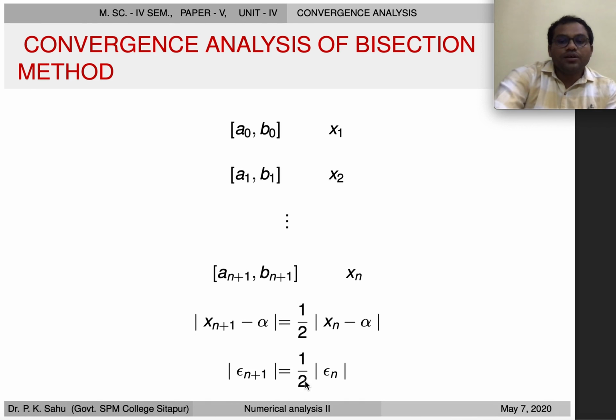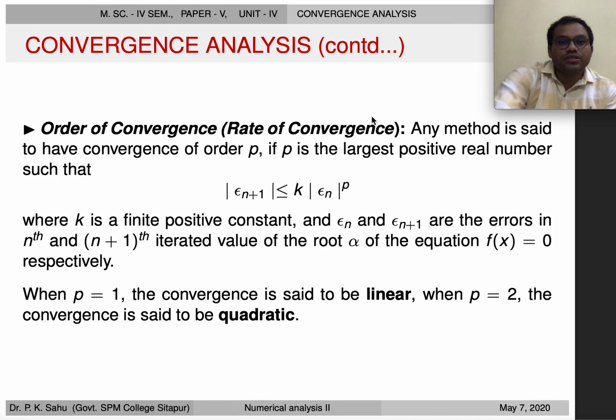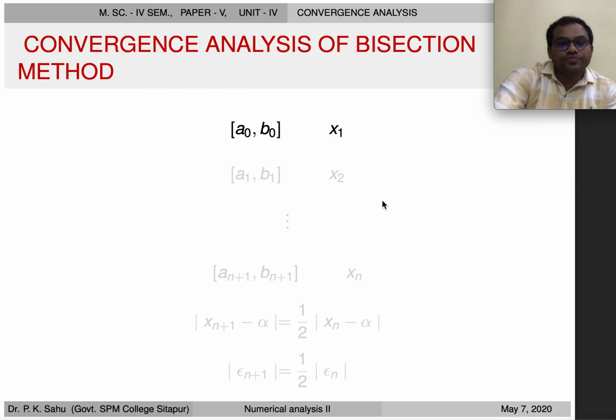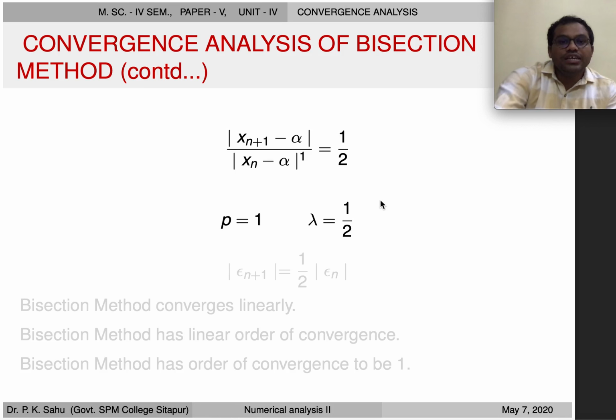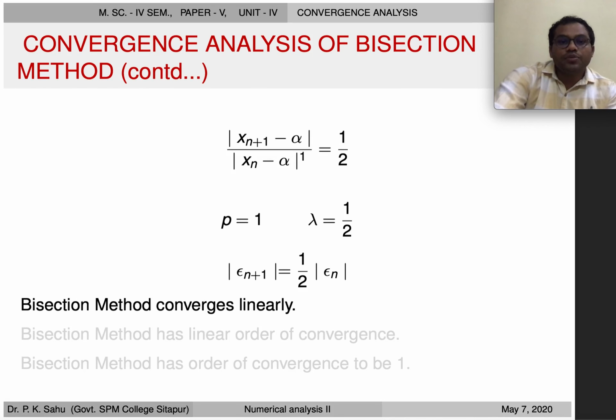Now, from this equation, the absolute value of xn plus 1 minus alpha divided by the absolute value of xn minus alpha is equal to 1 by 2. Now compare this with our definition of order of convergence. What do we have? We have p is equal to 1 and lambda is equal to 1 by 2. As we can see here, the power is p, so p is equal to 1 and lambda is equal to 1 by 2. Also, in terms of error analysis, our error at the n plus 1th approximation is half of the error at the nth approximation.